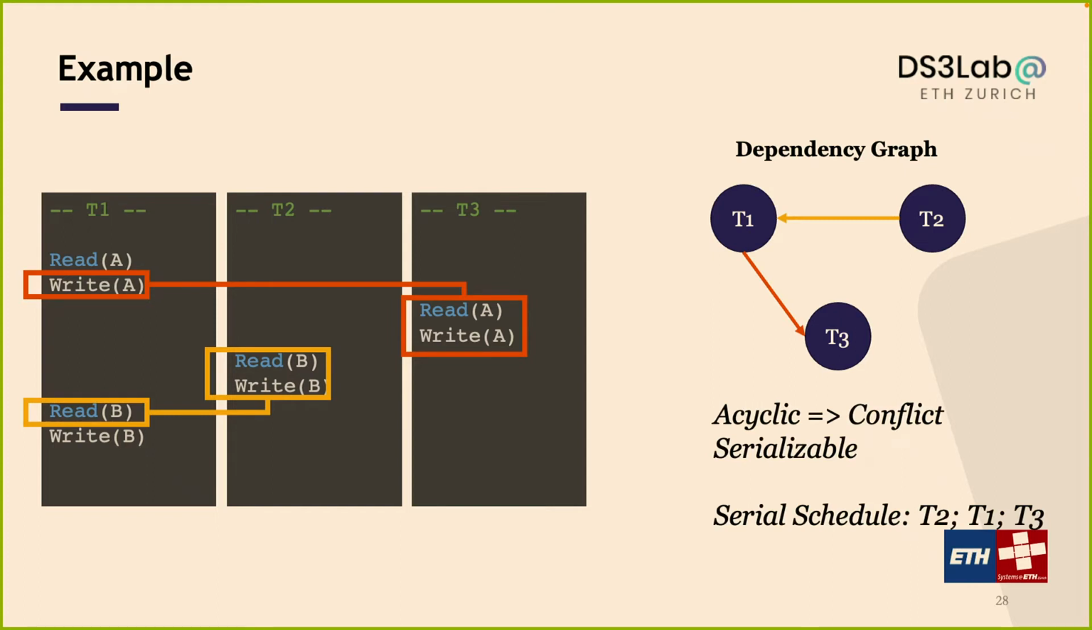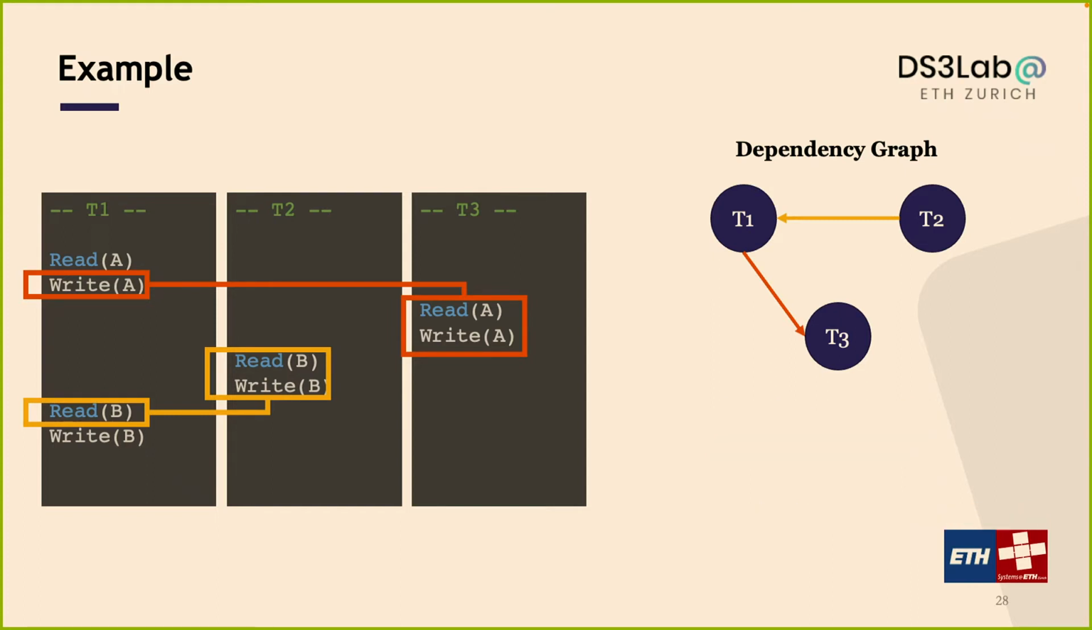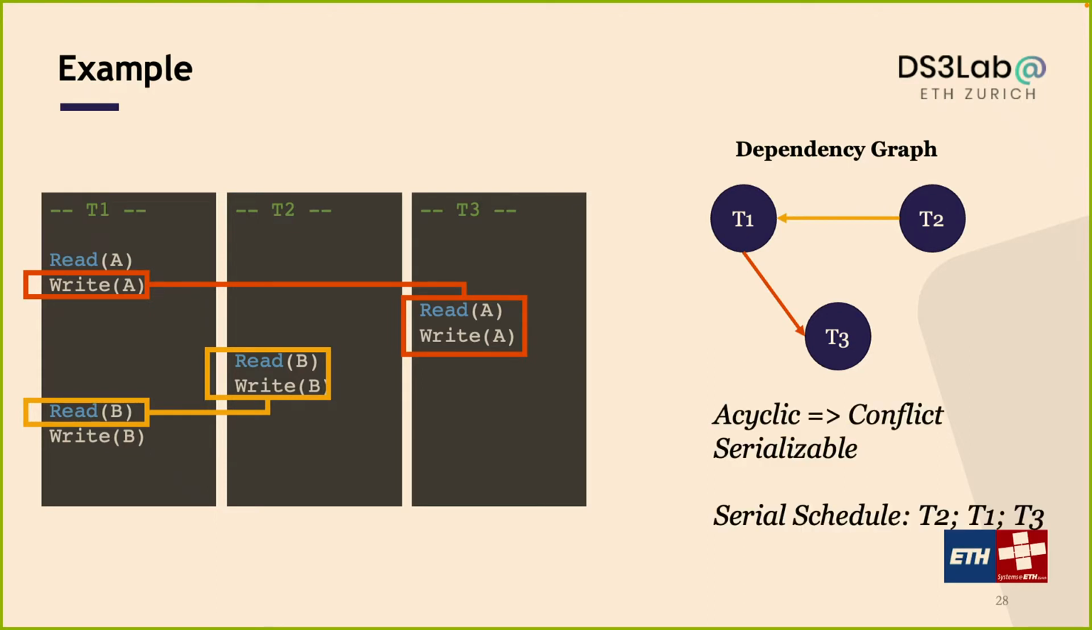Because of this, you can see in this graph there's no loop. T2 goes to T1, T1 goes to T3, it never goes back. So this schedule is actually conflict serializable. What schedule is it conflict equivalent to? In this case, it's equivalent to the serial schedule T2, then T1, then T3. Once you know the dependency graph, you can decide whether a schedule is conflict serializable, and also decide which serial schedule it is conflict equivalent to. That is how we do this.